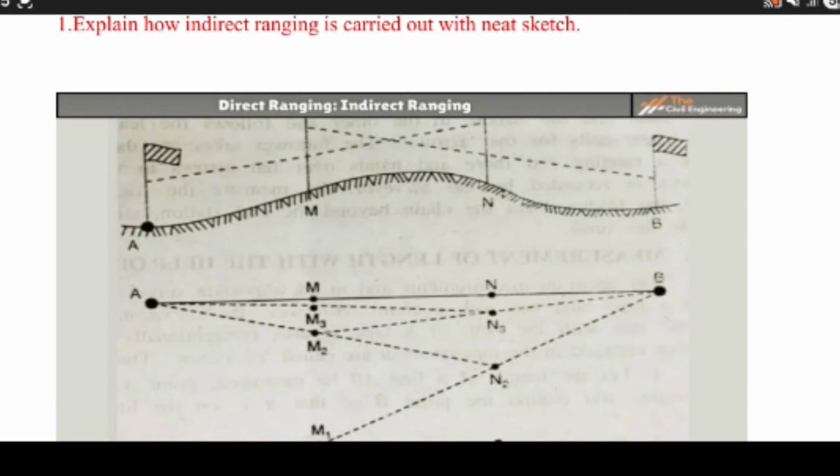This is one more model question paper, Part C, 3 marks questions. Here it is given: explain how indirect ranging is carried out with a neat sketch. Indirect ranging is nothing but reciprocal leveling. So this is the diagram.